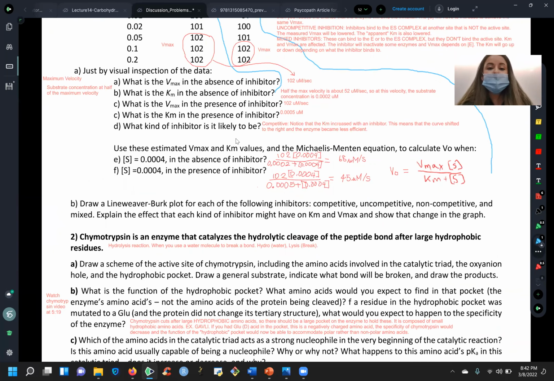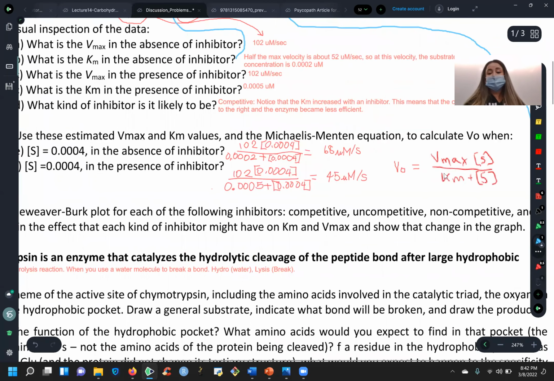Use the estimated Vmax and Km values and the Michaelis-Menten equation to calculate V naught when, so they're giving us a substrate concentration in the absence of inhibitor and in the presence of inhibitor. So this is super easy. We already have all this information, so that's how we know that this is the formula that we're supposed to use. V naught is equal to Vmax times the substrate concentration divided by Km plus the substrate concentration. So this is just the Michaelis-Menten equation, the basic one.